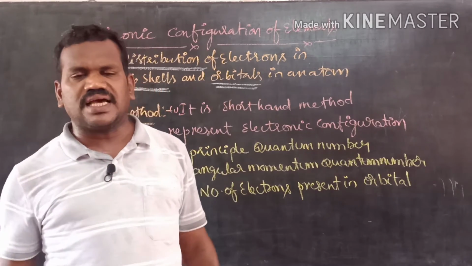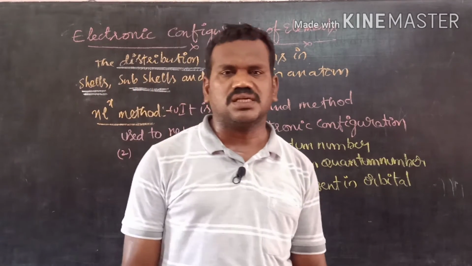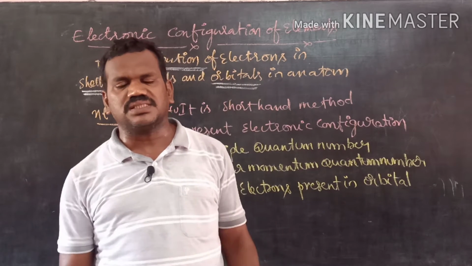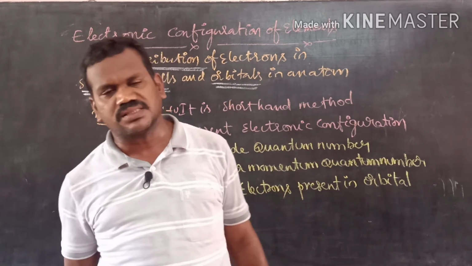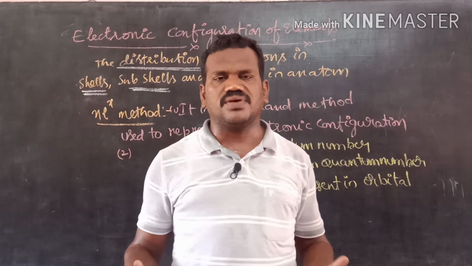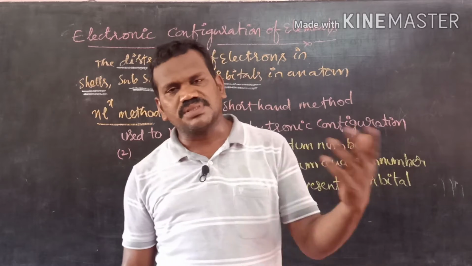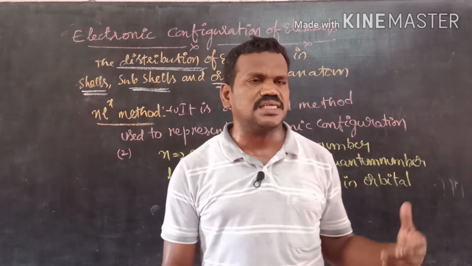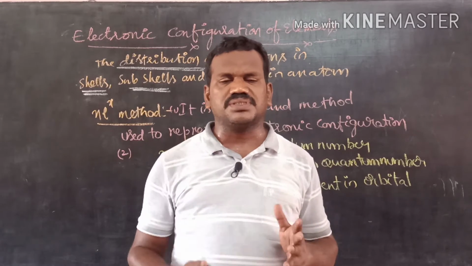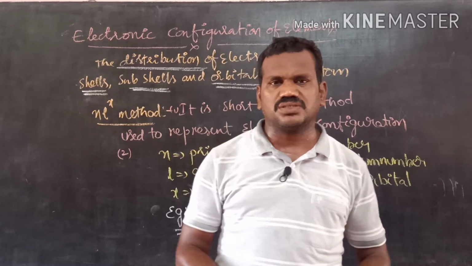If we consider an atom, protons and neutrons are there inside the nucleus. Electrons revolve around the nucleus in definite circular paths. Those paths are called shells. These shells are divided into subshells as per the Zeeman effect. These subshells are again divided into orbitals as per the Stark effect. That means shells are divided into subshells, subshells are divided into orbitals, and orbitals can associate electrons.